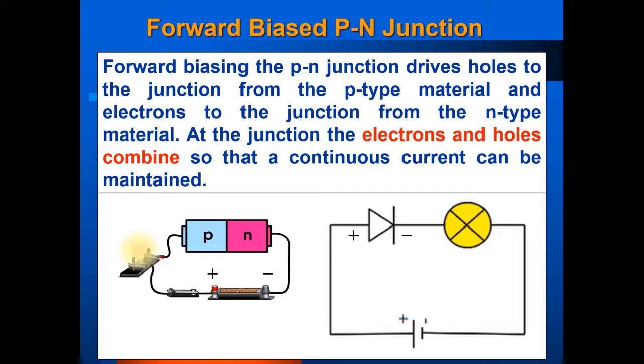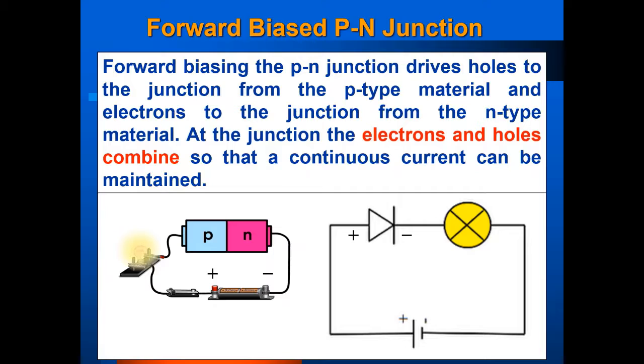So we look at the difference between the forward bias and the reverse bias. Forward biasing the P-N junction will drive the holes to the junction from the P-type and move the electrons to the junction from the N-type material. At the junction, the electrons and holes combine so that a continuous current can be maintained.